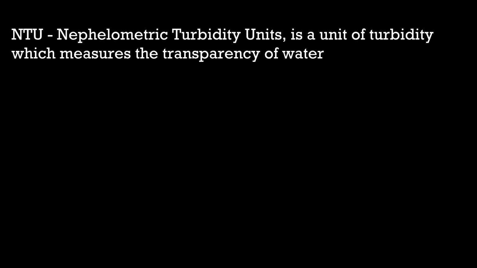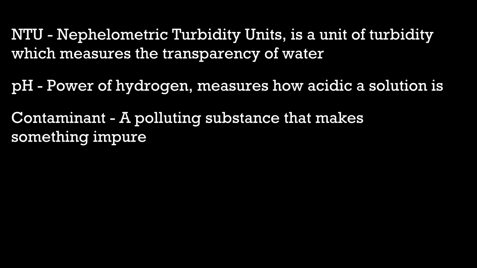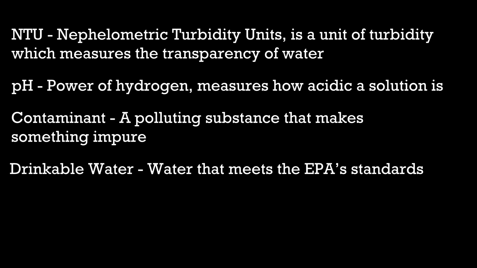We will start off with some vocabulary. NTU, or nephelometric turbidity unit, is a unit of turbidity which measures the transparency of water. pH, or power of hydrogen, measures how acidic a solution is. A contaminant is a polluting substance that makes something impure. Drinkable water is a water type that meets the EPA standards for water.